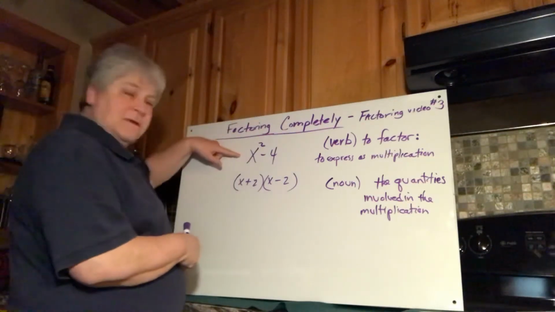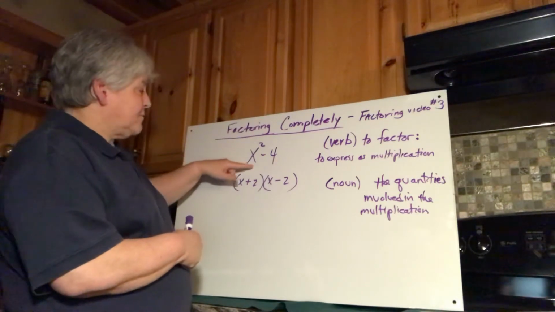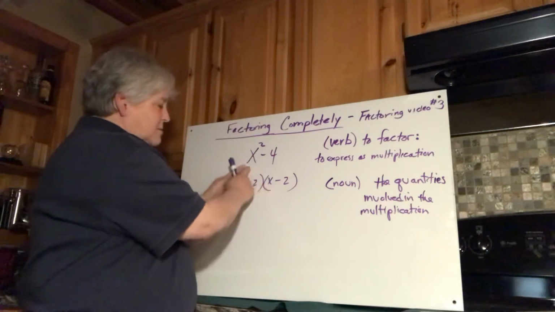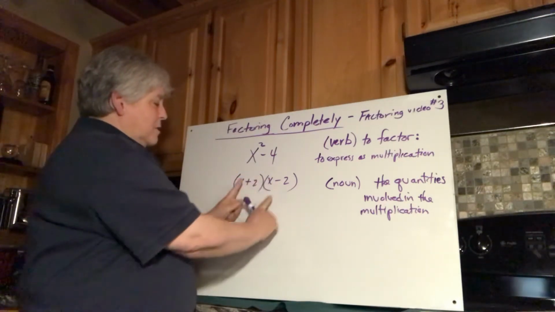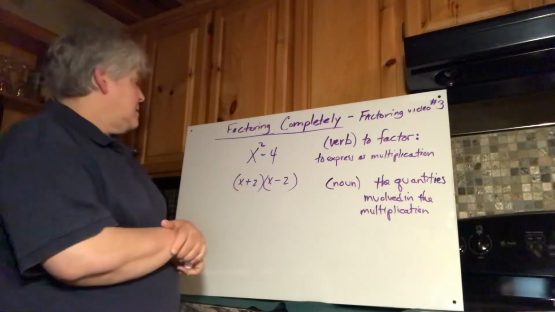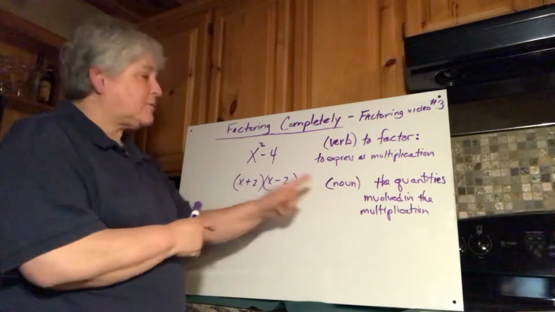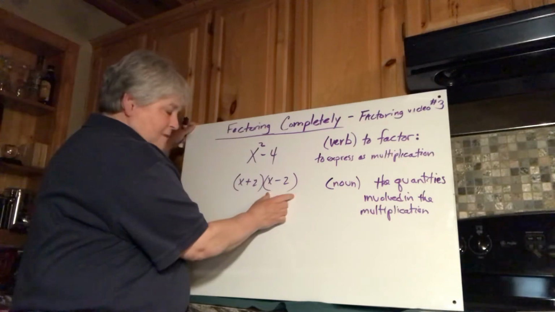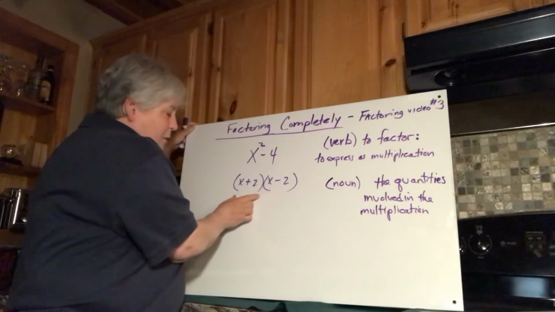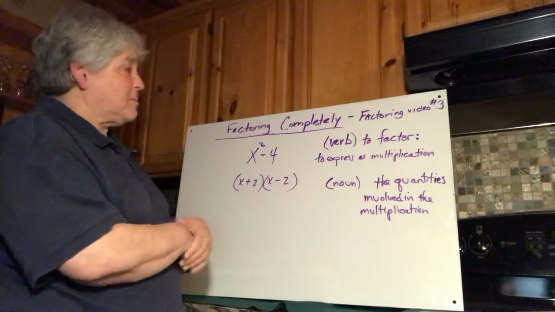So something like this, we had learned how to factor in the last factoring video. It was a difference of two squares, and we were able to rewrite it like this because x times x is x squared, 2 times 2 is 4, and then you put one of each sign so you don't have a middle term. So we factored it, the verb, and then the factors are, this is one factor and this is the other factor. What makes these factors is they are the quantities that are involved in the multiplication in our final factored form.